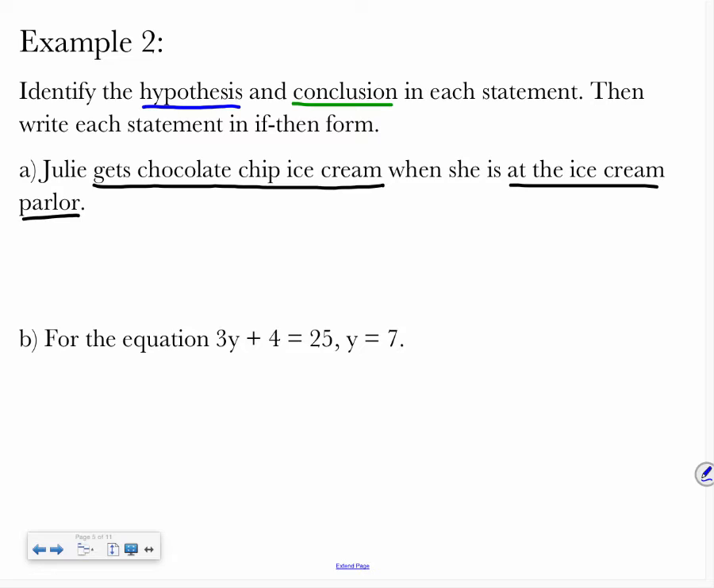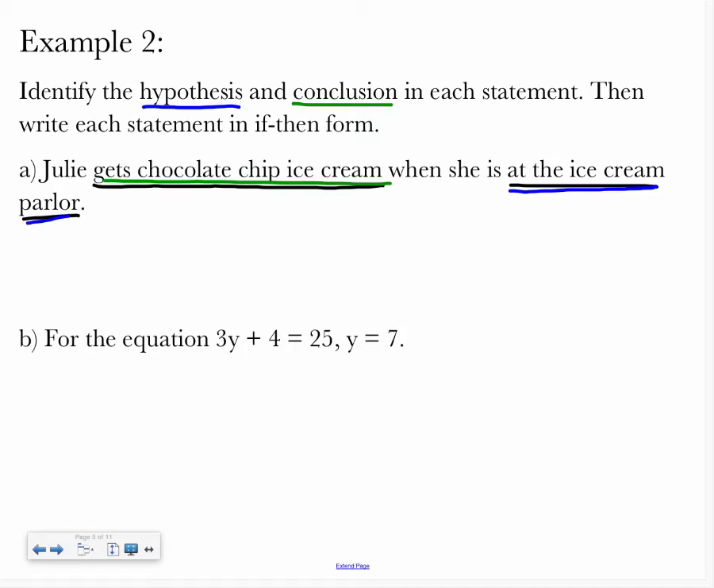Let's try it. If Julie gets chocolate chip ice cream, then she is at the ice cream parlor. It kind of works. Let's try it the other way. If Julie is at the ice cream parlor, then she gets chocolate chip ice cream. I think that one might make a bit more sense because that would signify what she gets there. So I'm going to say that that is my hypothesis. My conclusion is that she's going to get chocolate chip ice cream.